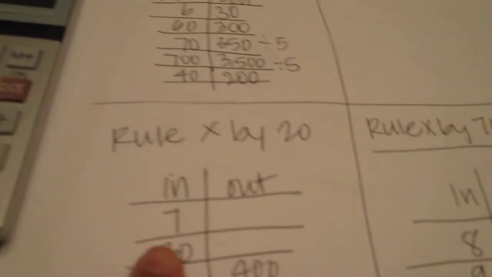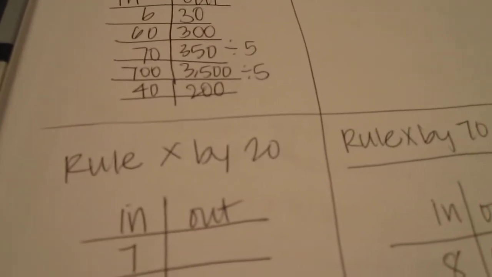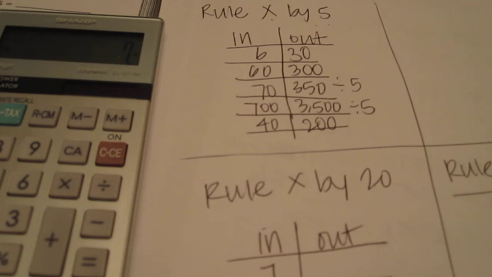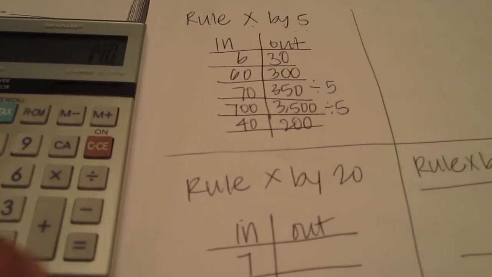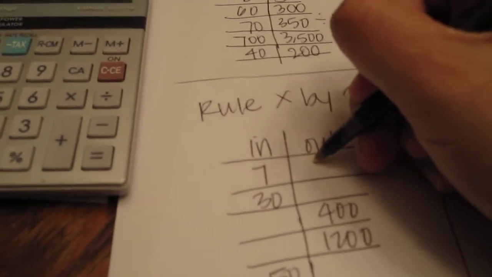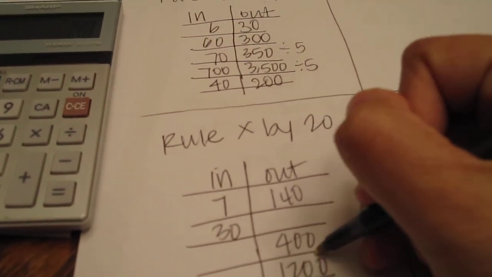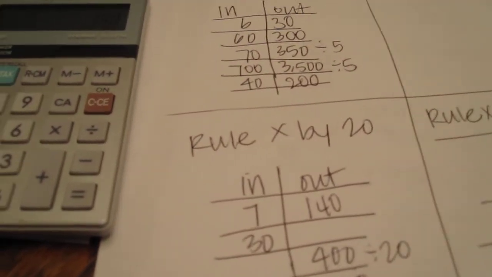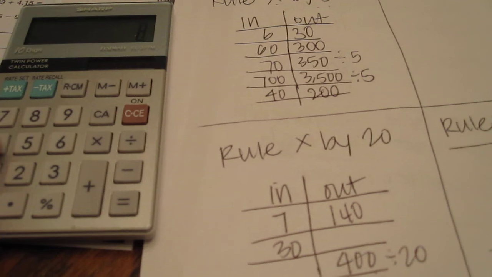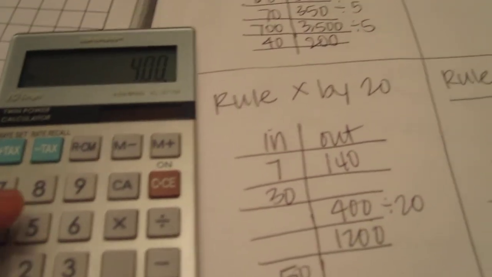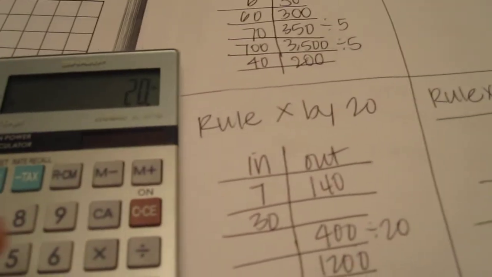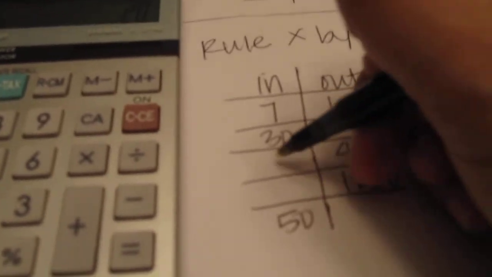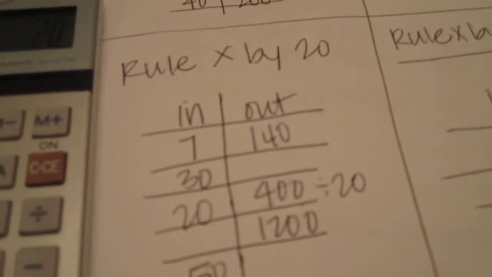We'll just do one of these. This one is times 20, 7 times 20 equals 140. Let's go down. If you go down to this one right here, you're going to divide by 20. So type in 400 divided by 20 equals 20. And there's your answer for that.